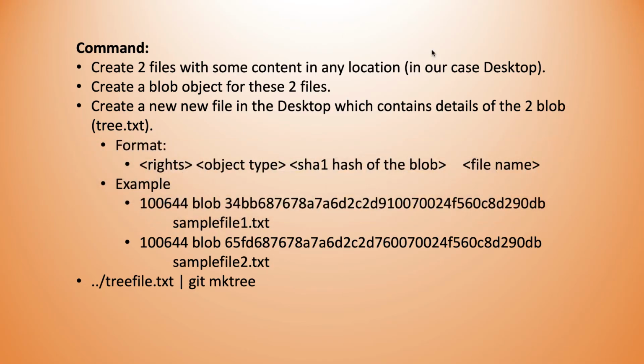So if I go back to the presentation, you can see the format that has to be provided in the text file when you create a manual tree object is in this way. So first you have to provide the rights, object type, the SHA-1 of the blob and the file name. So these rights and all we'll cover in the upcoming session, so no need to worry about that. So initially we'll just use it for over here.